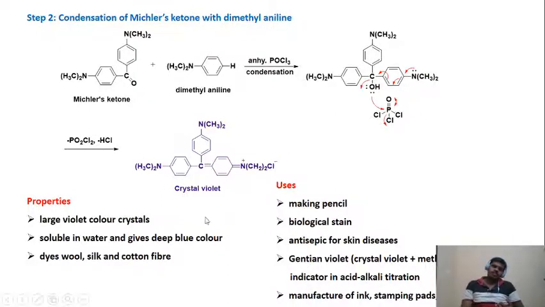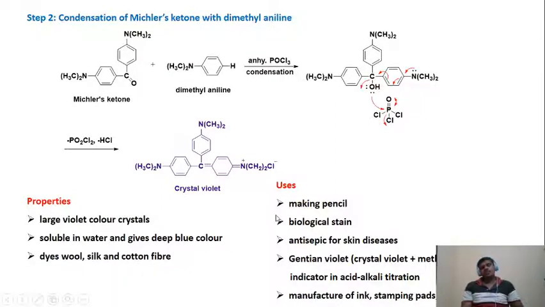Now what are the properties of crystal violet? Large violet color crystals, okay. This compound is crystalline in nature, which produces large crystals which are violet in color. It is soluble in water because of presence of this salt in nature, N plus Cl minus, so it gets dissolved in water and it gives deep blue color, okay. Where it is used? It is used to dye wool, silk and cotton fibers, okay.